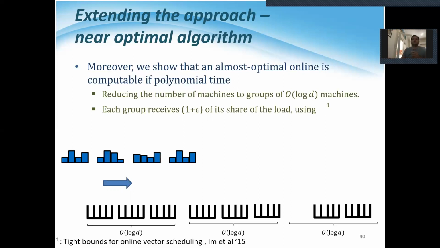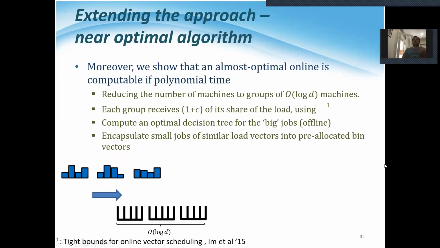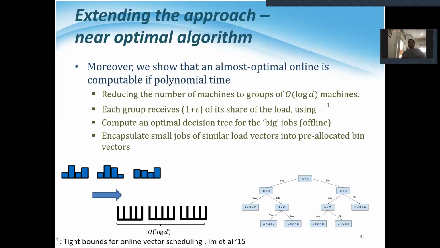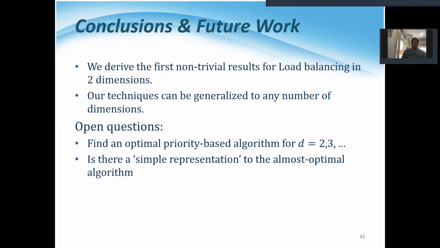The second part is how to assign within each group. In each group, we compute an optimal decision tree for the big jobs, and we are also able to show how to encapsulate small jobs into pre-allocated bin vectors. So we use a decision tree in order to assign the big jobs. We are able to compute this decision tree because the number of machines is fixed, just order of log D. There are a lot of interesting technical details, but I leave it to you to read in the full paper. Let me just conclude.